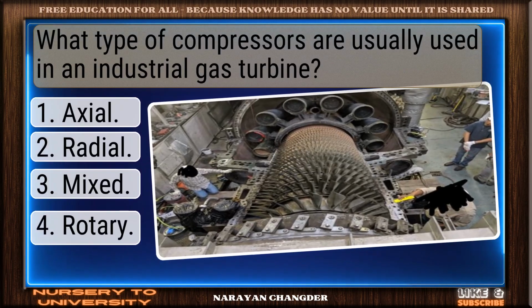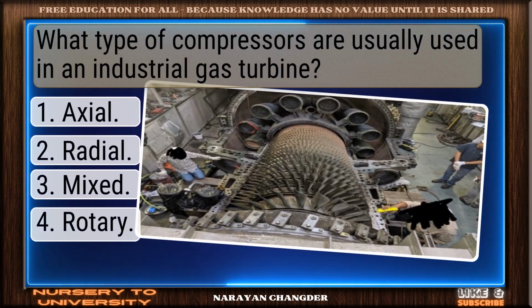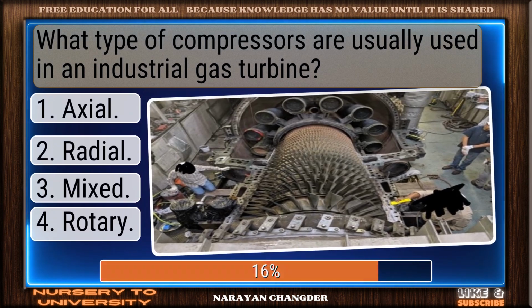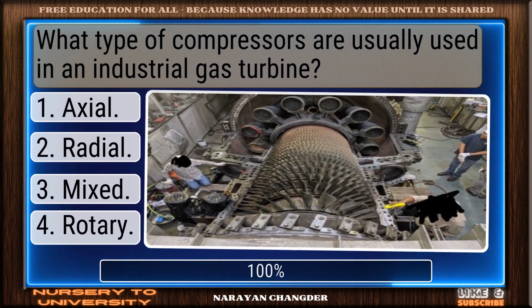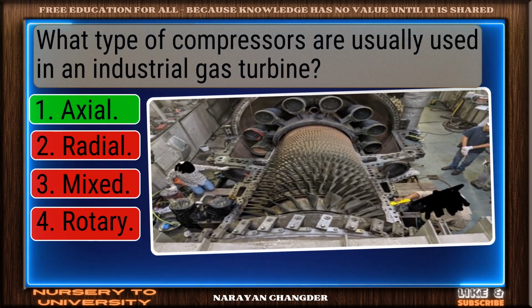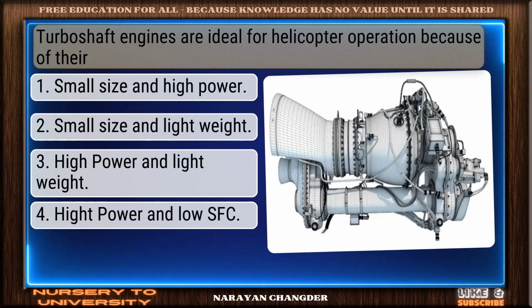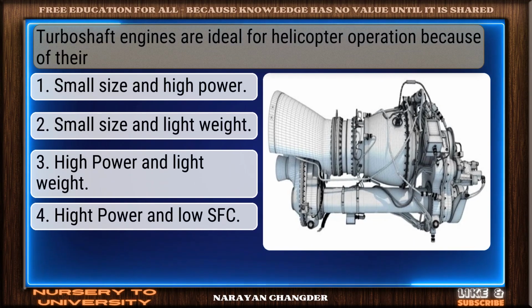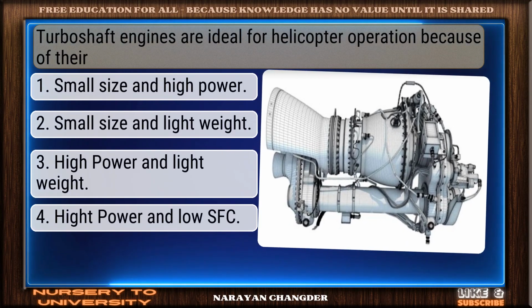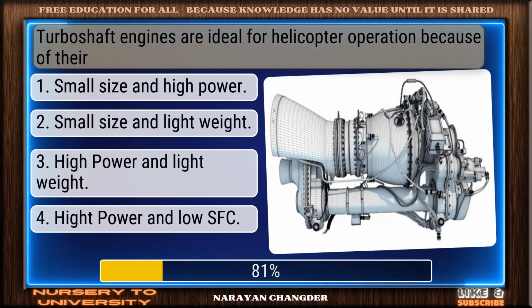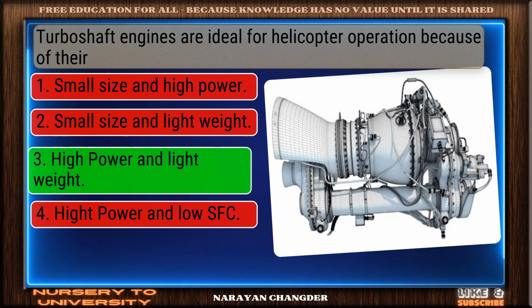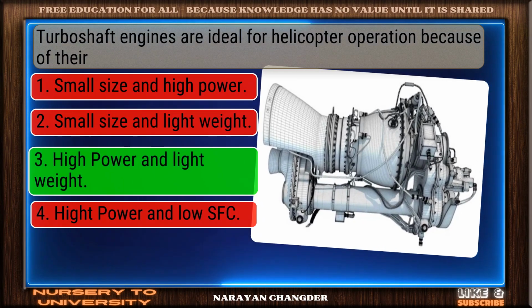What type of compressors are usually used in an industrial gas turbine? Smart pick. Axial is the correct choice. Turboshaft engines are ideal for helicopter operation because of their... Good thinking. High power and lightweight is the right answer.